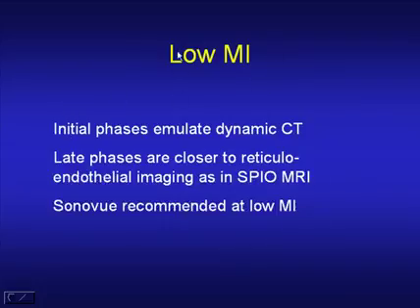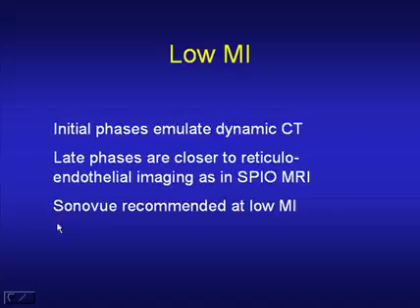So at low MI imaging, the initial phases emulate dynamic CT. We're looking at arterial and portal venous imaging, but in the late phases, the bubbles are retained in the microvasculature, and this is closer to the kind of reticuloendothelial imaging we will do in the liver using specific MRI contrast agents such as SPIO.